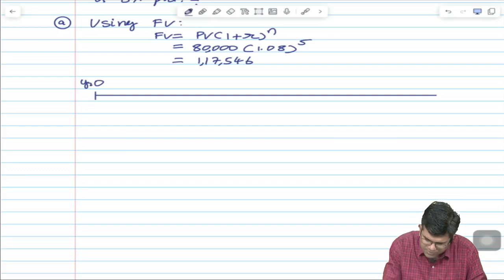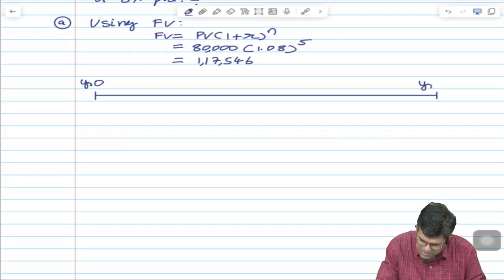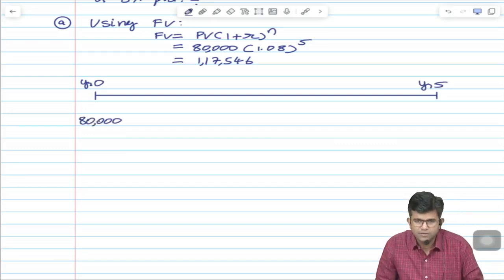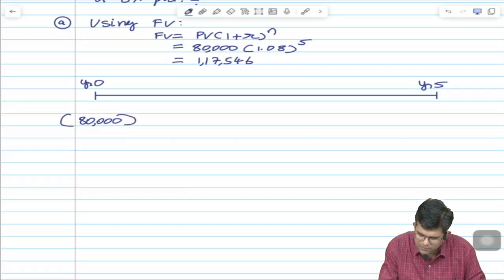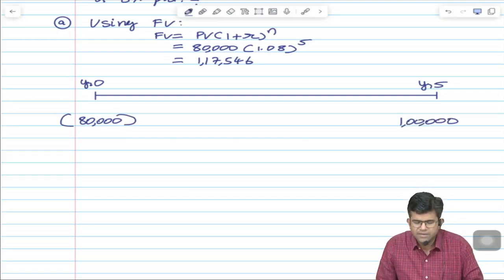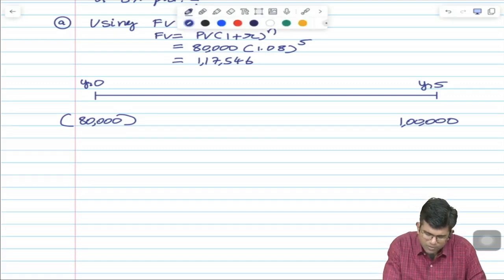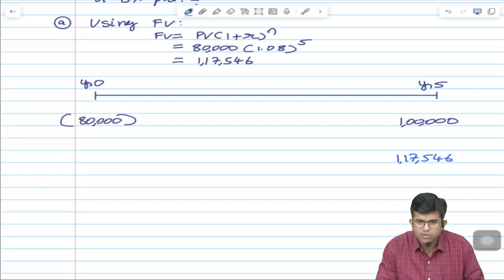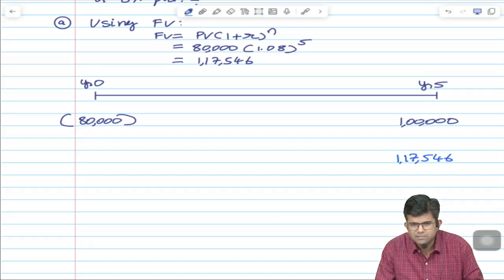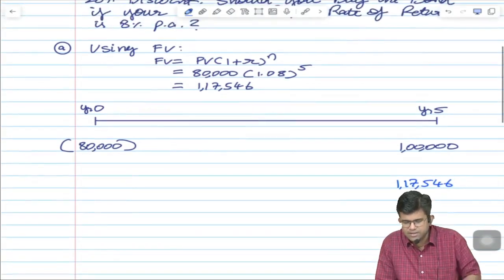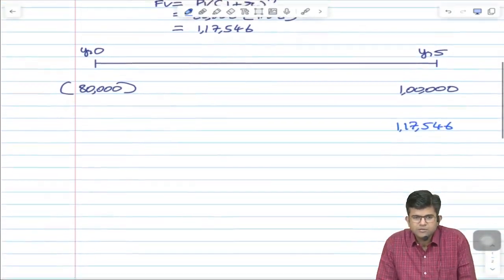This is year 0. This is year 5. Today, they are asking you to invest 80,000, and they are telling you that it will grow to rupees 1 lakh in 5 years. Everyone understood the story? Can someone think and tell me what is the meaning of 1,17,546? I hope you realize 1,17,546 is a number after 5 years. It's a future value. What do you mean by this? Come on, take your time. In this question's context, what is the meaning of 1,17,546?